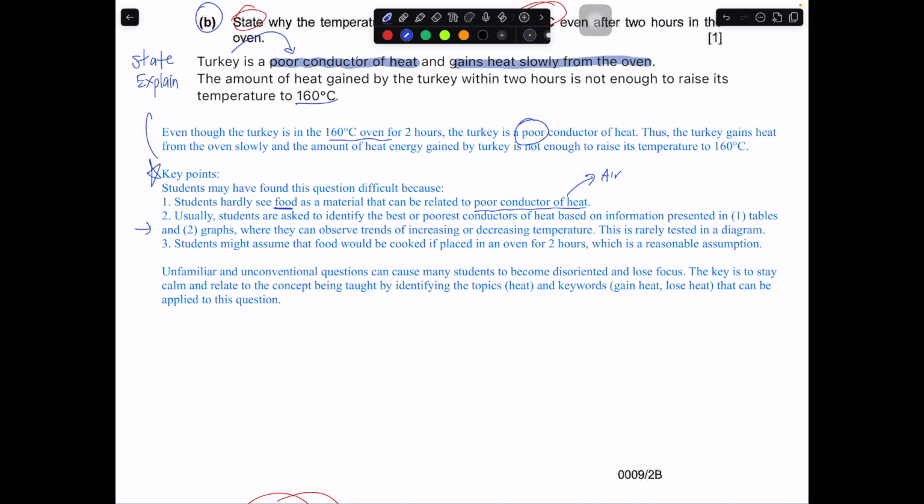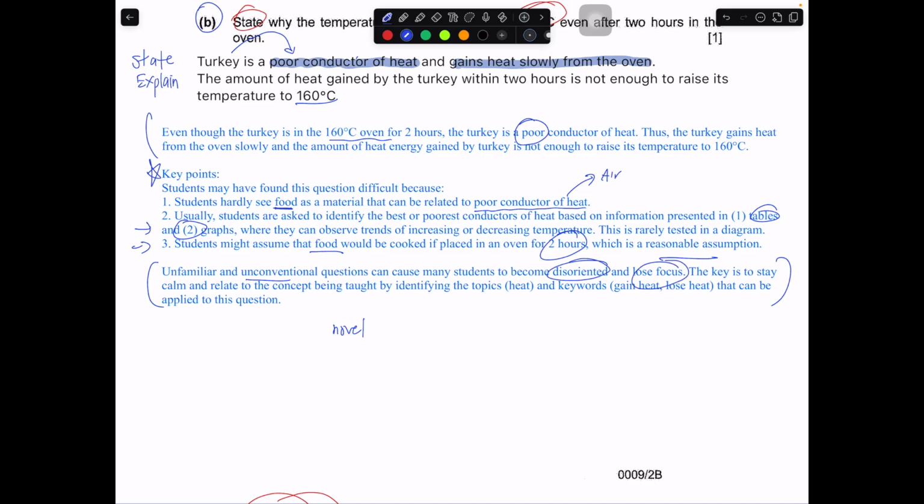That's why I say usually they look at a table or graph, then they look at the trend. And last of all, students usually assume that if the food is placed in the oven for 2 hours, which is a long period of time, it's a reasonable assumption the food will be cooked by then. In this case, the food is not cooked because the defining cooking temperature is 160 degrees. So this is an unfamiliar, unconventional question, very novel. When students first approach this question, they can become disoriented and lose focus.